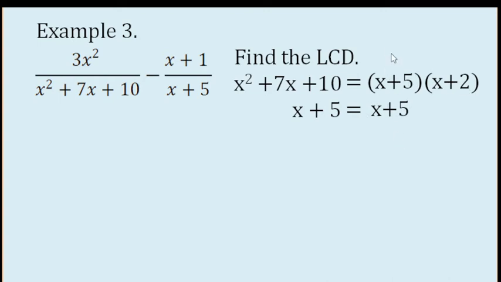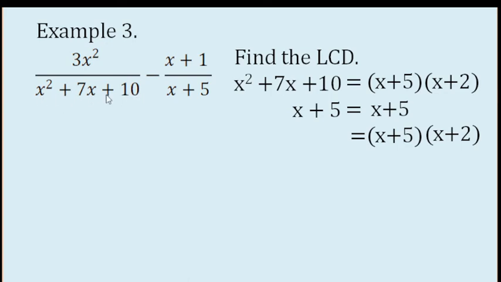So notice here that x plus 5 is common between the two. So we'll just write it down. And what is left here by itself is x plus 2. Okay, write it down. So this will be our LCD. Okay, x plus 5, then x plus 2, which is actually the same as x squared plus 7x plus 10. Now, we will complete the denominator.